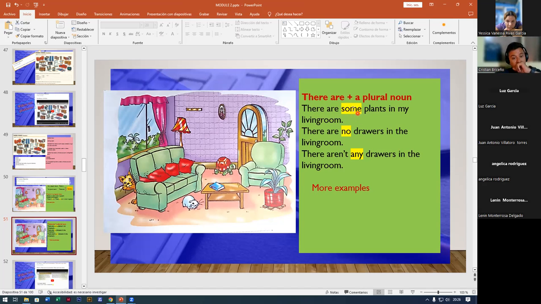Now, another one we have. There are some. We can also use some. Some is a quantifier. There are some plants. Exactly. The ones that you gave. It's another form of saying it. We can say, there are plants, or we can use a quantifier to say, there are some plants. Both are correct. The some is just a quantifier, for plural. So, there are some plants in the living room.